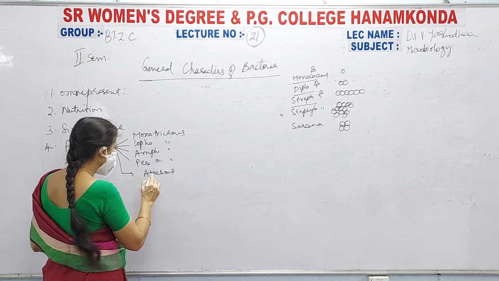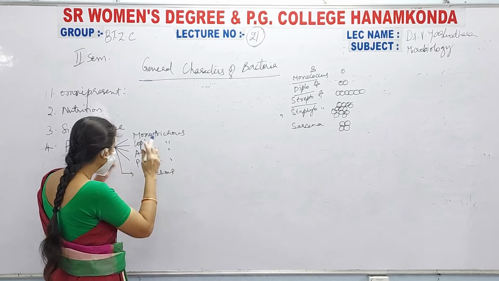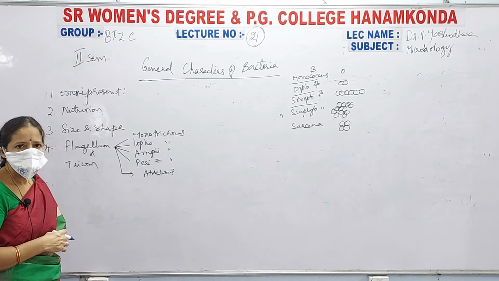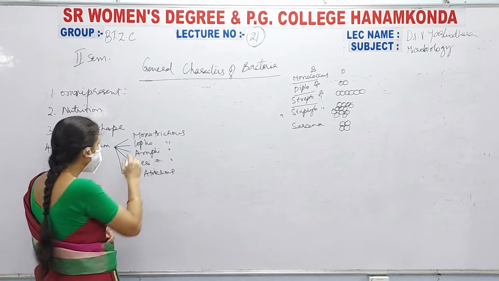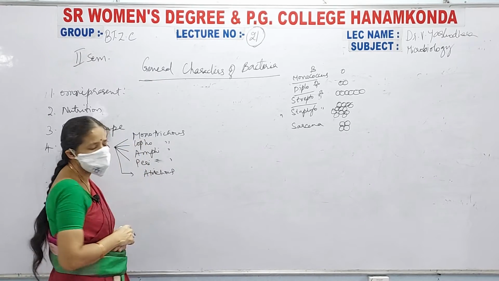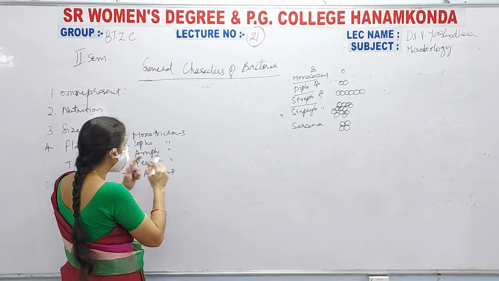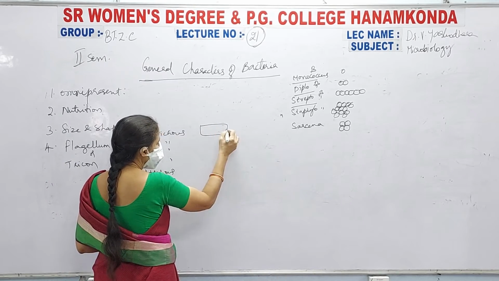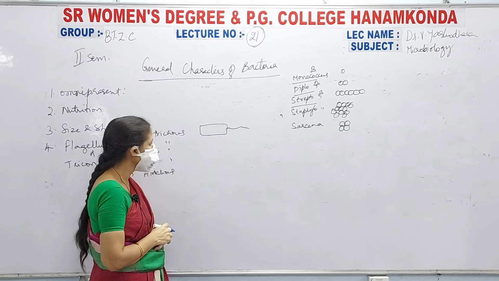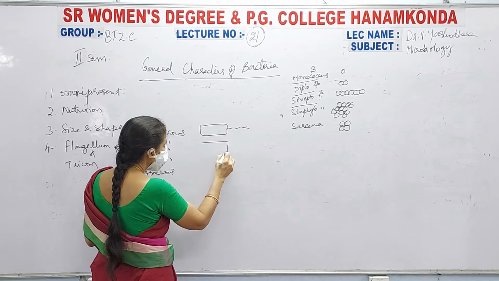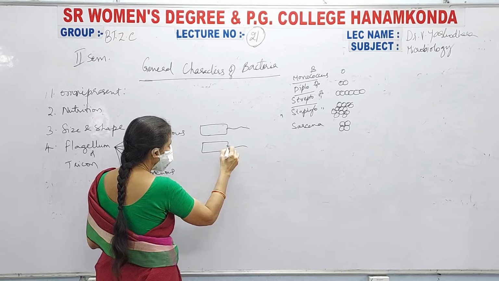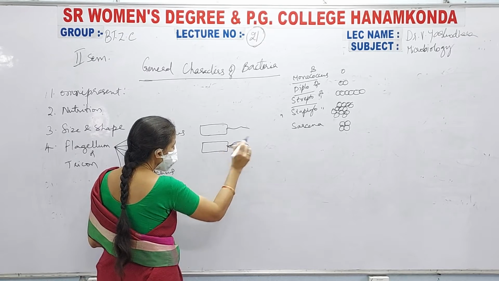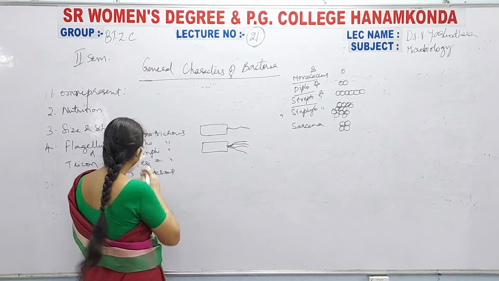Atrichous. These are the different types of flagellation in bacteria, depending upon the presence of flagella. Monotrichous means only one flagellum will be present on the bacterium. Lophotrichous means a bunch of flagella may be present on one side of the bacterium.